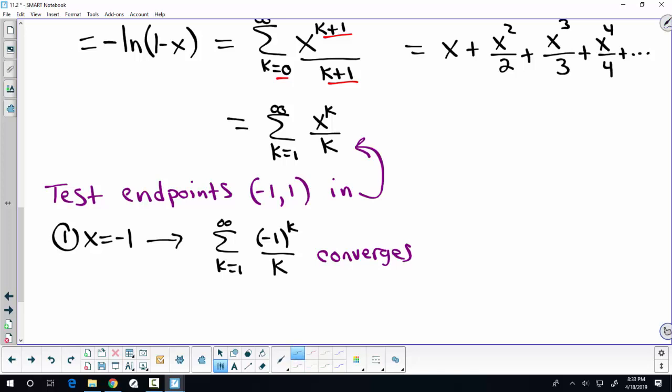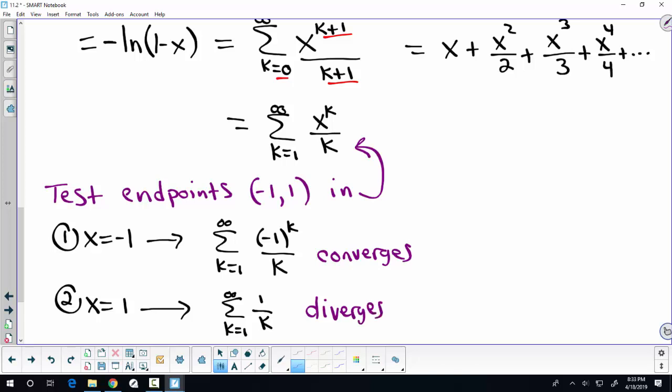How about when x is +1? Well, then you get the sum from 1 to infinity of 1 over k. And what do we know about the sum of 1 over k? The terms go to 0, but the series diverges. It's the harmonic series. The harmonic series diverges. So we still exclude 1 from the interval of convergence.